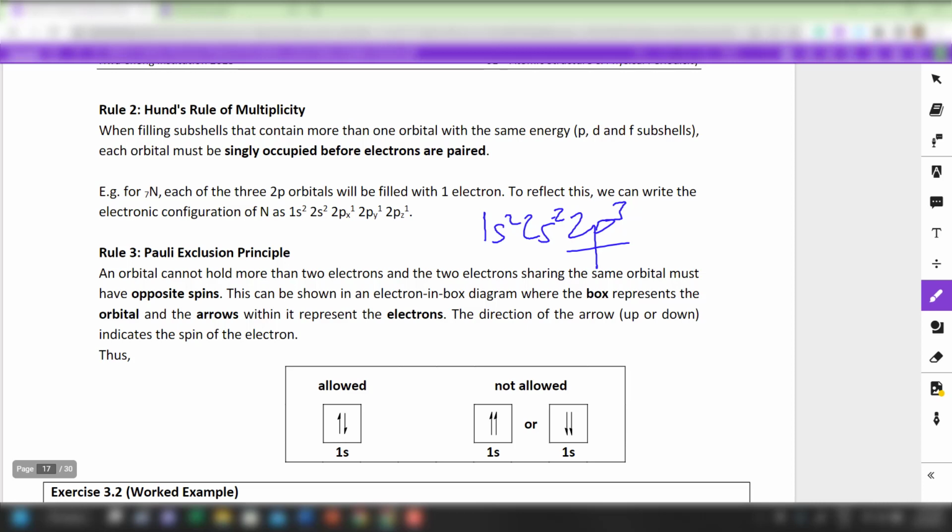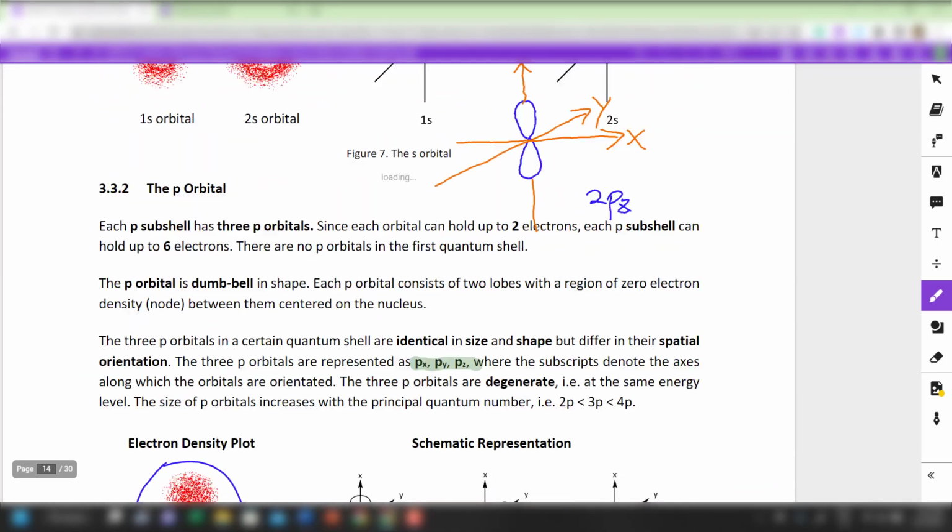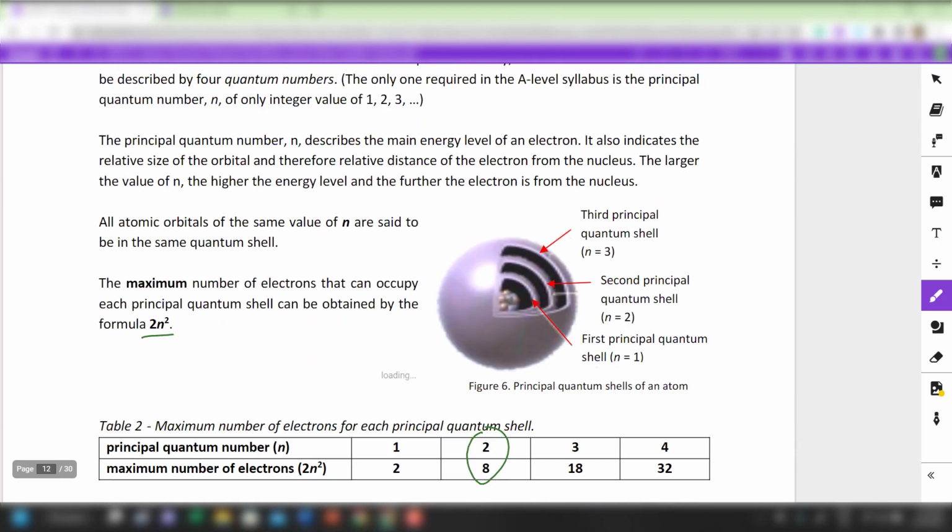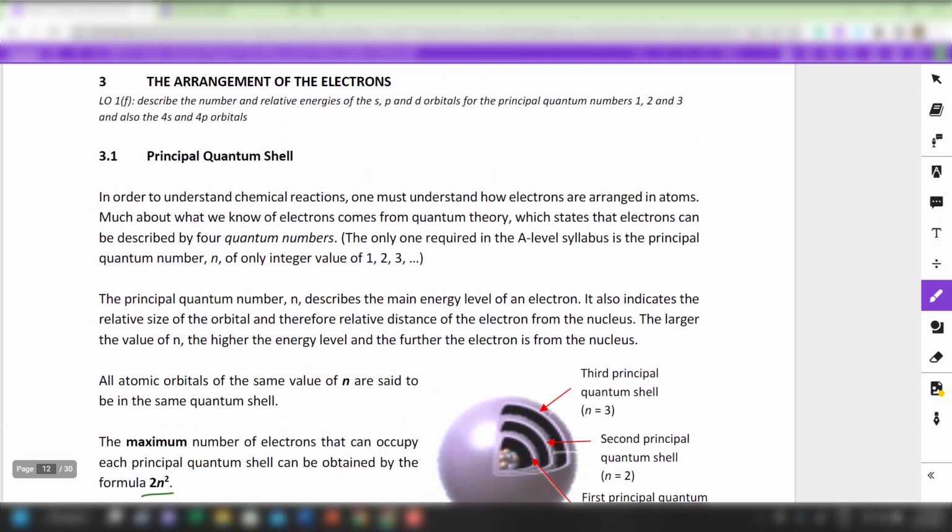So for rule number 3, that is the Pauli exclusion principle. This is very important. The Pauli exclusion principle says that the orbital cannot have more than 2 electrons, and these 2 electrons must have opposite spin. Earlier on, I think I made a little mistake. I mentioned identifying the position of the electrons with 4 unique quantum numbers, and I accidentally said Hund's rule. What I'm referring to is actually the Pauli exclusion principle.